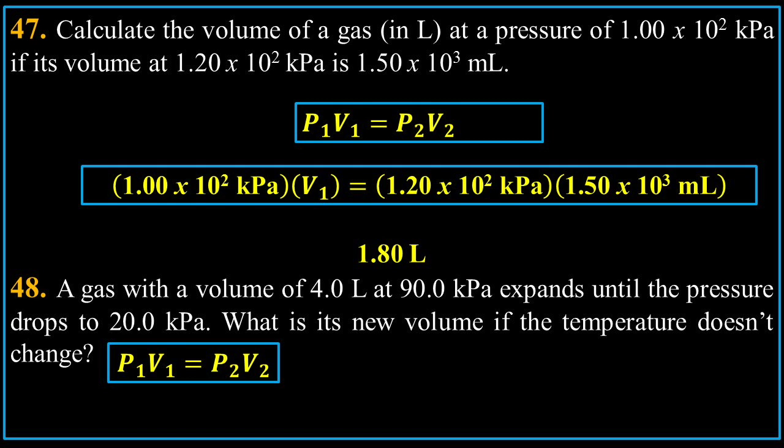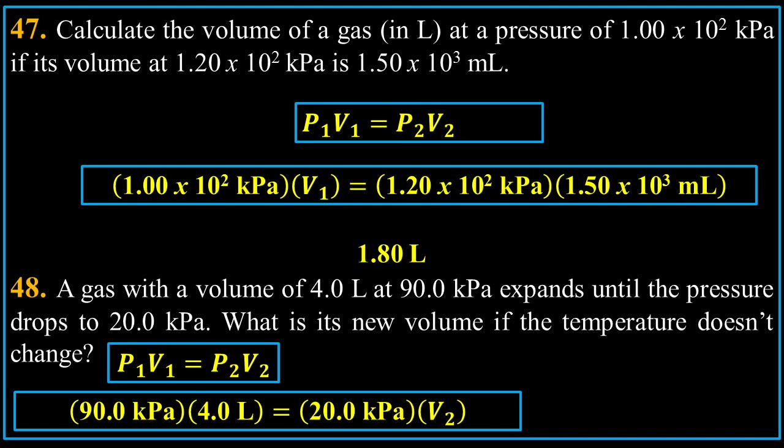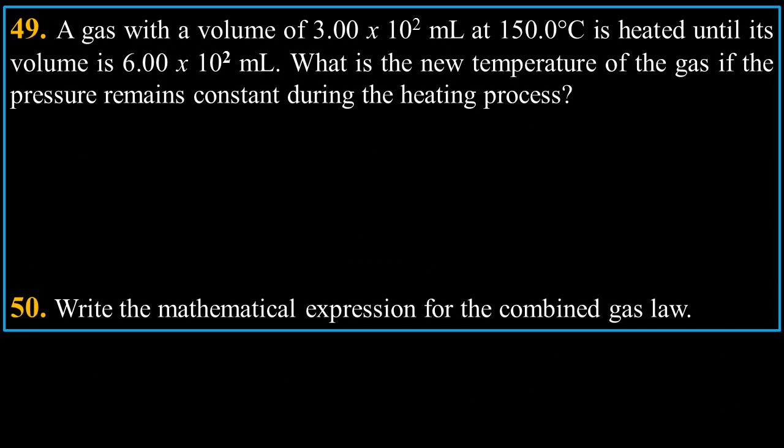A gas with a volume of 4 liters at 90 kilopascals expands until pressure drops to 20 kilopascals. What is the new volume if the temperature doesn't change? Boyle's law. We're looking for V2. It should be becoming very ordinary by now. Your quizzes are going to be similar to this. You're going to divide the left by the right, and you're going to get 48.18 liters for V2, and that should make sense relative to the changes in pressure.